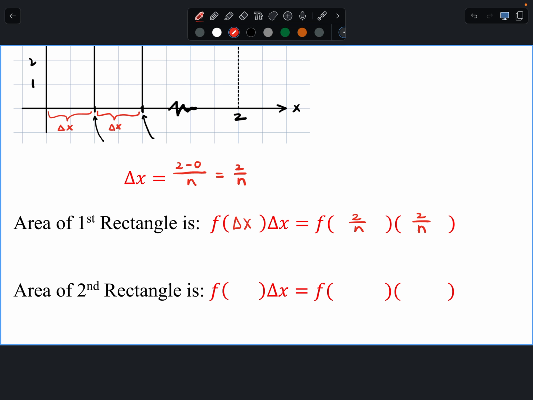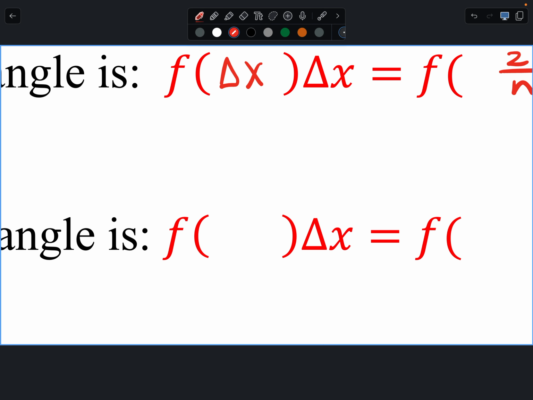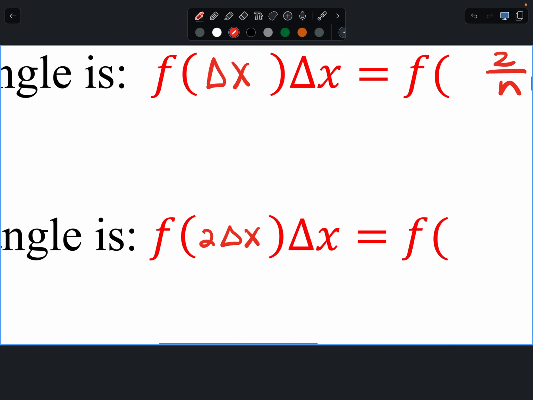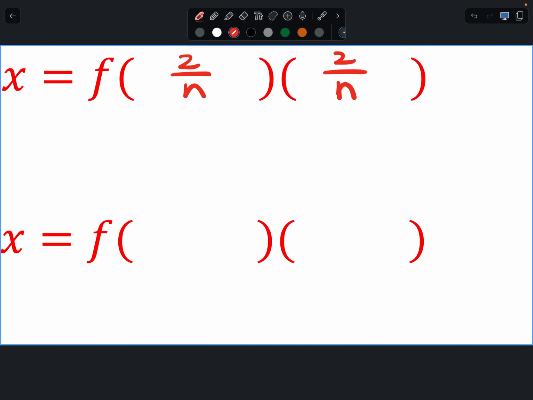Well, since we know the rule for f, we can go ahead and replace f of 2i over n with 9 minus 2i over n squared. Okay, and now we're going into some algebra. So if we square 2i over n, that'll be 4i squared over n squared.